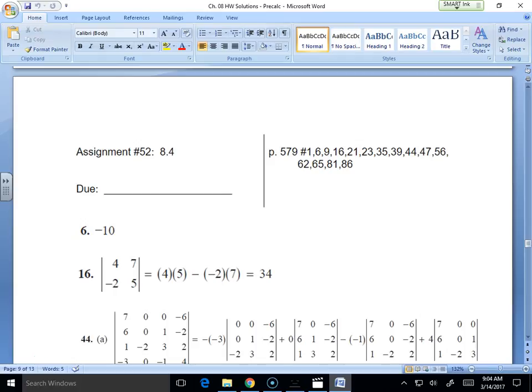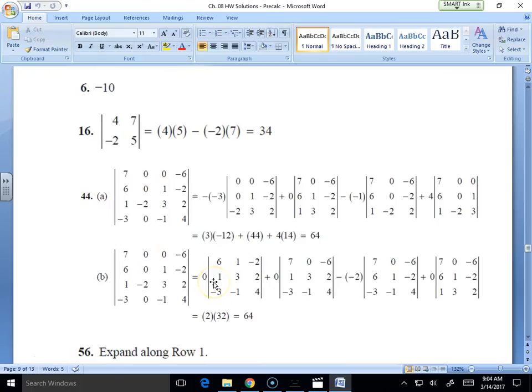Alright. Listen. Here we go. Section 8.4. Number 6, negative 10. Number 16, main minus opposite, 34. Number 44, there's a lot to it. Let me give you a second.